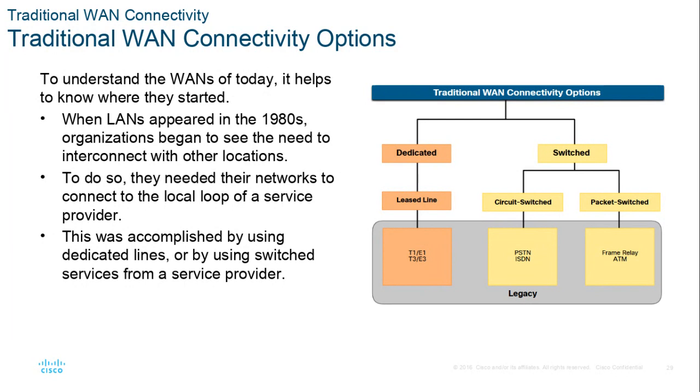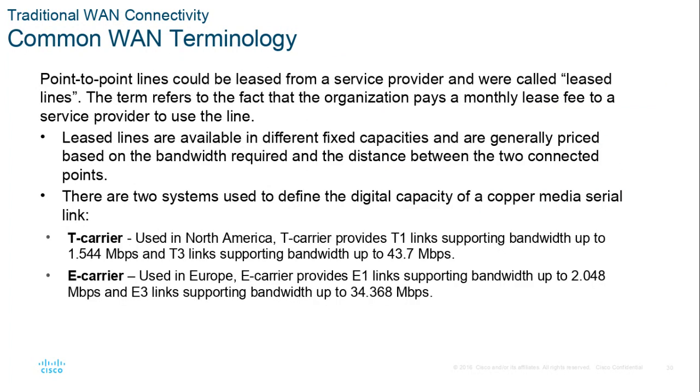T1 lines were originally developed to send 24 voice telephone communications over one physical wire. And it turned out that because they changed voice analog data into digital bits, it was perfect for sending computer data, which is digital bits. So in America, we have a thing called the T carrier. T1 lines, 1.54 megabit. T3 lines, 43.7 megabit.